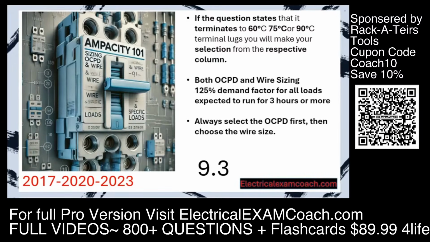And we will always select the overcurrent protective device first, and then we'll choose our wire size. And it'll make more sense why we do that once we start sizing services in the next lesson, and once we get into larger amperage questions like 1,000 amps or greater, which we'll learn in the lesson after that one. Let's get to it.